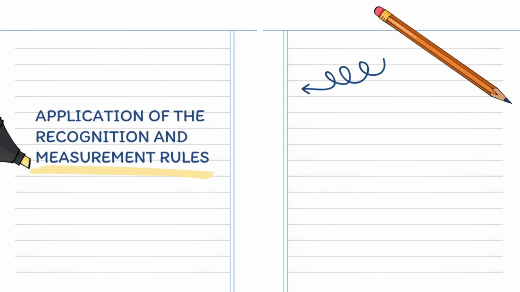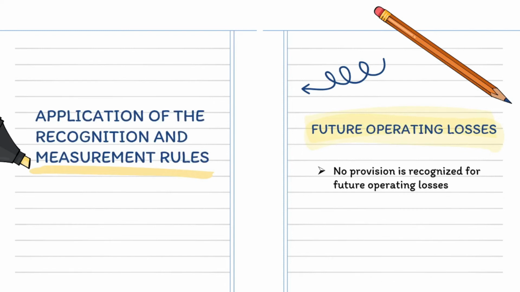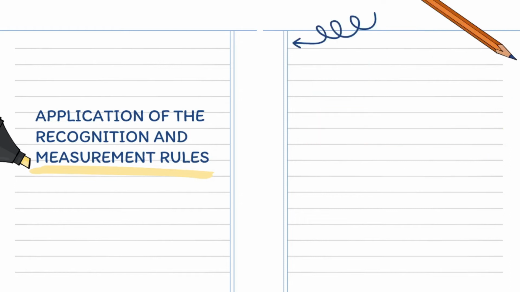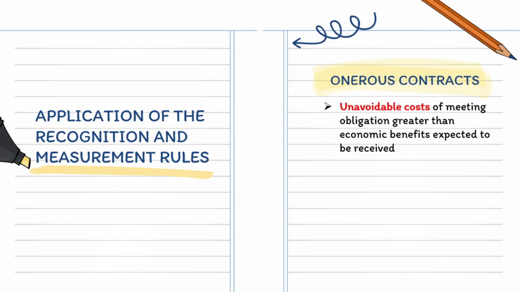Application of the recognition and measurement rules. For future operating losses, no provision is recognized dahil di nito na-meet yung definition ng liability which is arising from past events. Onerous contract. An onerous contract is a loss contract that cannot be avoided. In this kind of contract, yung cost na required para ma-fulfill mo yung agreement is higher than dun sa economic benefit na ma-obtain mo from the agreement.